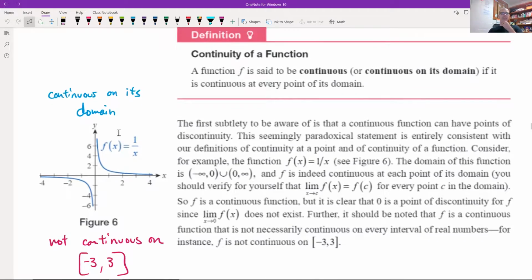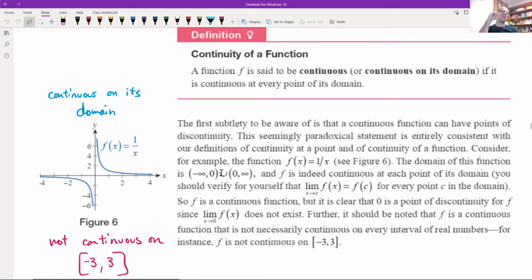So the function 1 over x is continuous on its domain because the only point of discontinuity would be where x equals 0. And since x equals 0 is not in the original domain of the function, we can still say that overall 1 over x is a nice continuous function because at every other point, this function's nice and continuous.